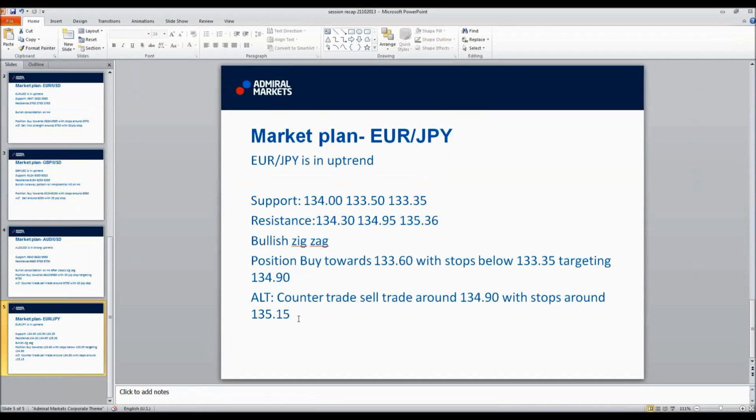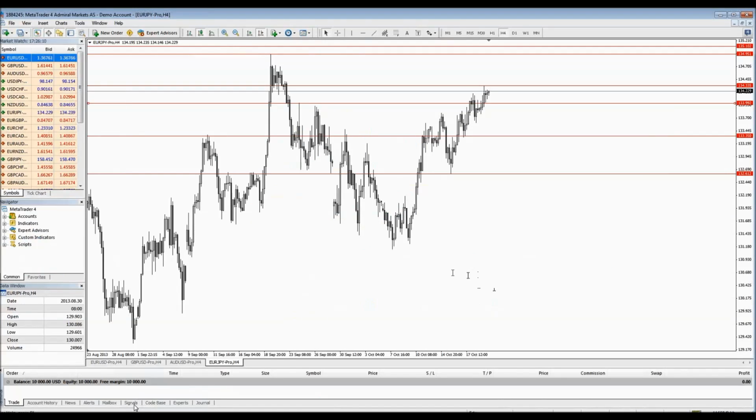So, counter trend sell trade around this level with stops around this level, or position buy towards this 133.60 with stops below 133.35. It's around 30 pip stop. See this level, it's very strong. Stops are just below this level. Potentially we have a bearish wedge also.